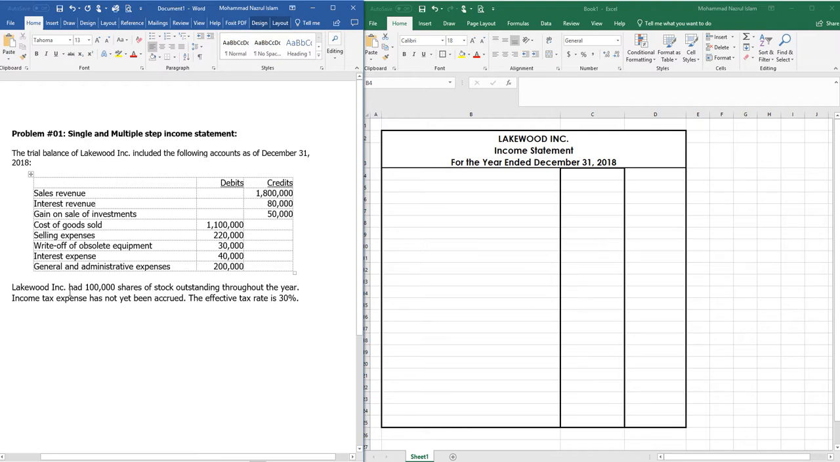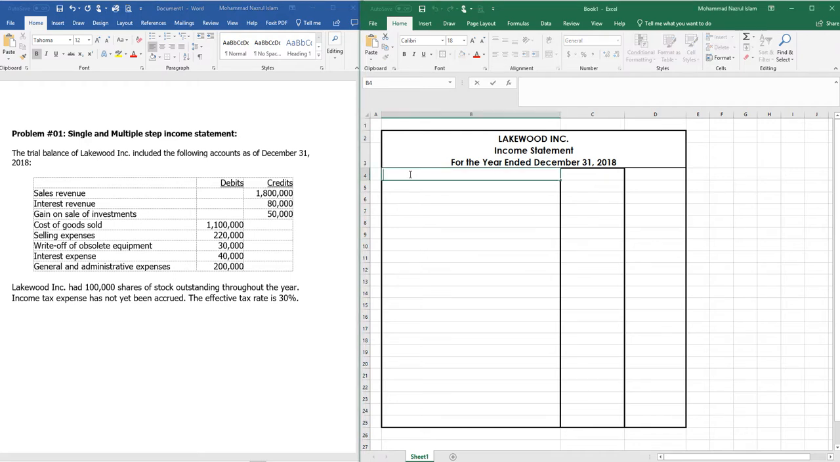Lakewood Incorporation had 100,000 shares of stock outstanding throughout the year. Income tax expense has not yet been accrued. The effective tax rate is 30%. Here we are required to prepare the single and multiple step income statement, as well as calculate the earnings per share. Okay, so let's start. Here is the solution template.